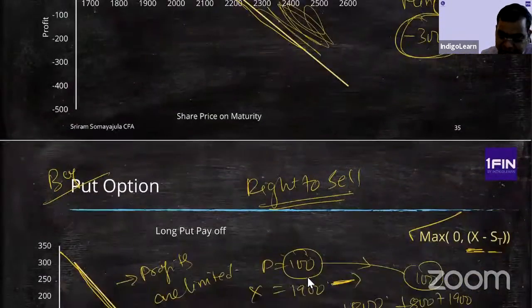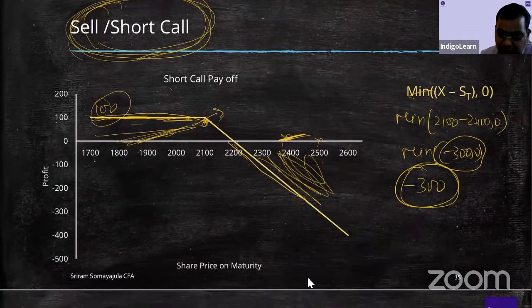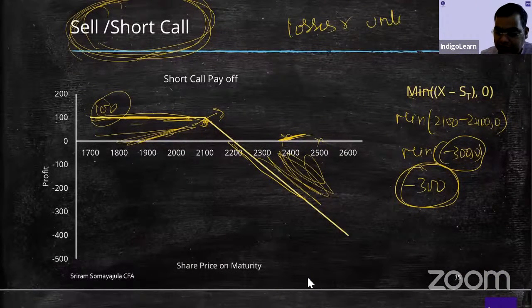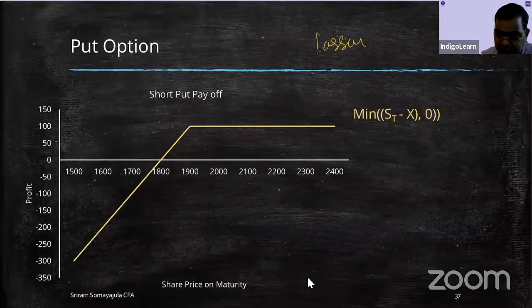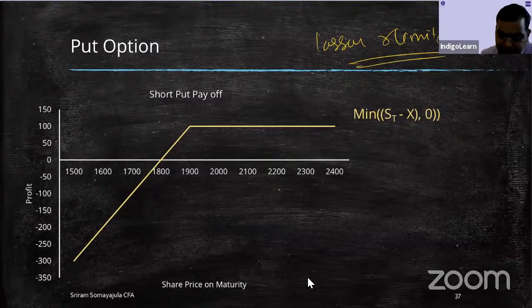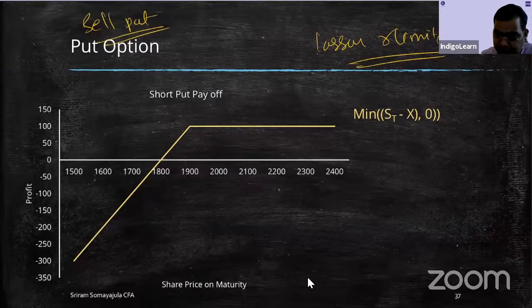Okay, and in the same way, in case of a short sell call, losses are unlimited. But when it comes to a put option, the losses are limited. So if you look at this, what is a sell put option? Sell put. You have entered into a contract.